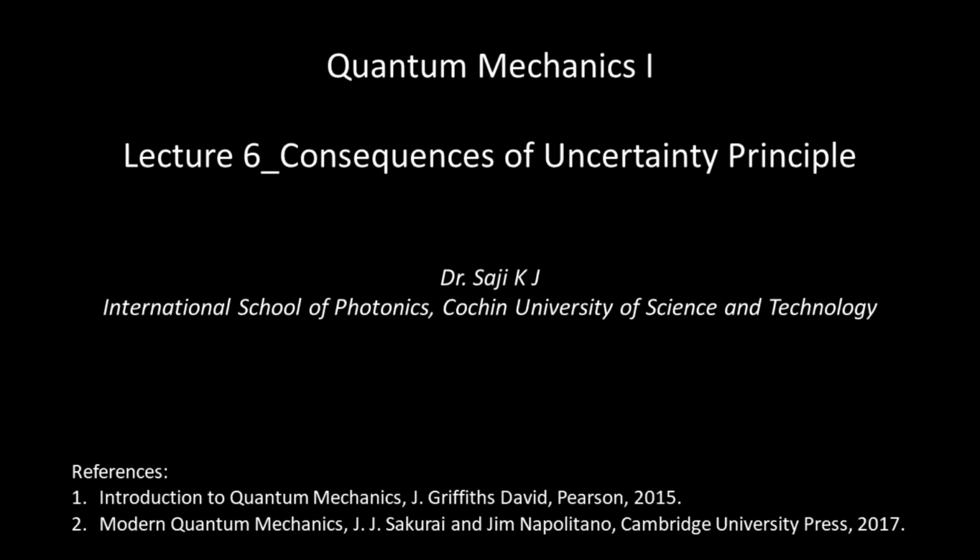In the last class, we saw that Heisenberg's uncertainty principle restricts the simultaneous measurement of position and momentum of an object with arbitrary precision. We have also seen uncertainty relations connecting energy and time, and also in the case of angular momentum and its orientation. Today we are going to discuss some of the consequences of the uncertainty principle.